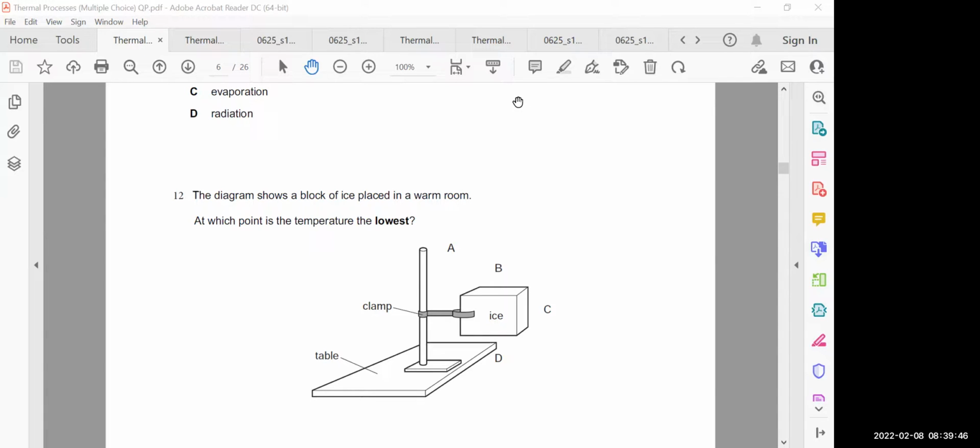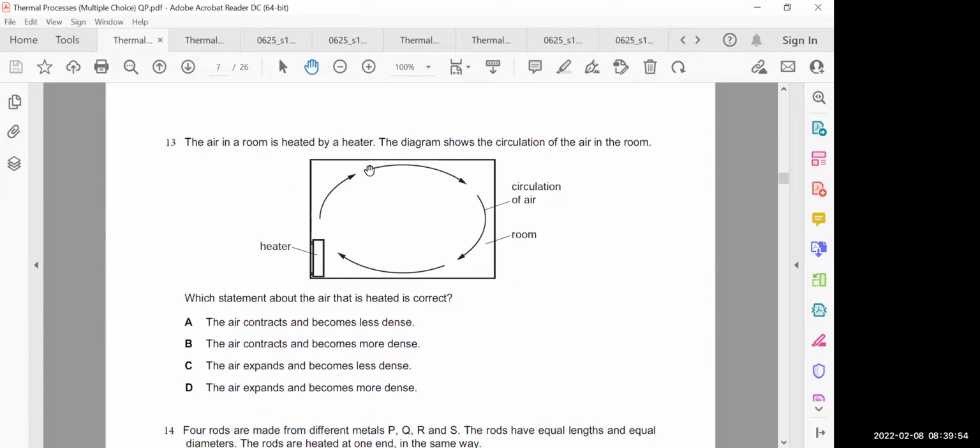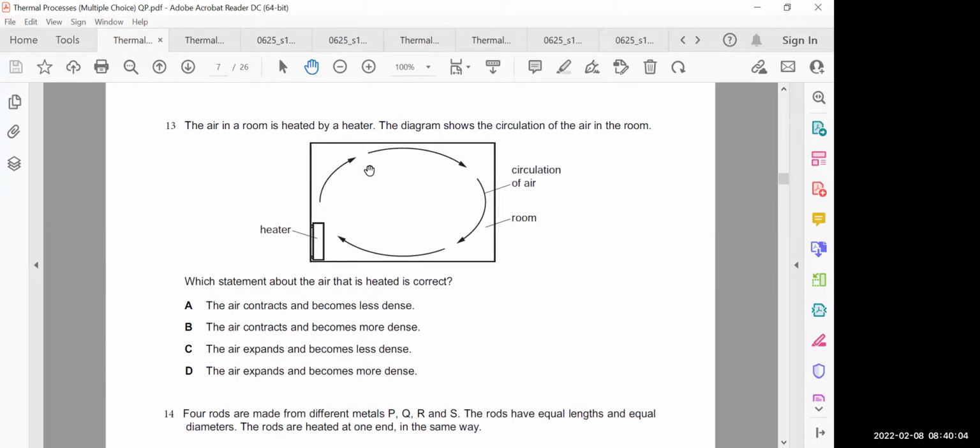Okay. Let's move to the next question, children. I'm now marking that the question number 12 answer is D, children. 13th question. The air in a room is heated by a heater. The diagram shows the circulation of the air in the room. Which statement about the air that is heated is correct?